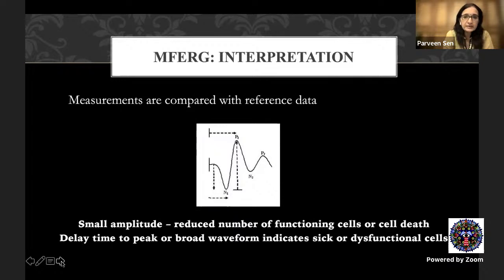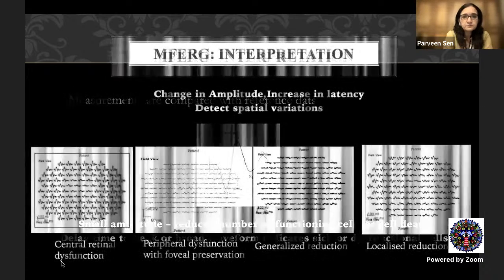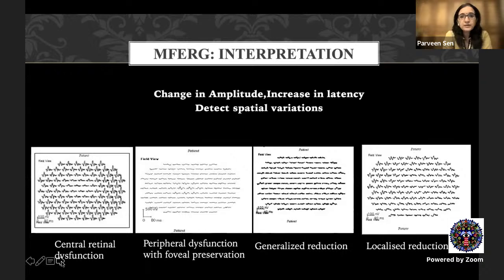When we do interpretation, things to remember, it's a general rule in all electrophysiological interpretation. When you look at amplitude, you are looking at the quantitative number of functioning cells. So reduced amplitude will mean a reduced number of functional cells, interpreting cell death. Delayed time to peak or a broad waveform will always indicate sick or dysfunctional cells. So change in the amplitude and increase in latency are one way of interpreting.